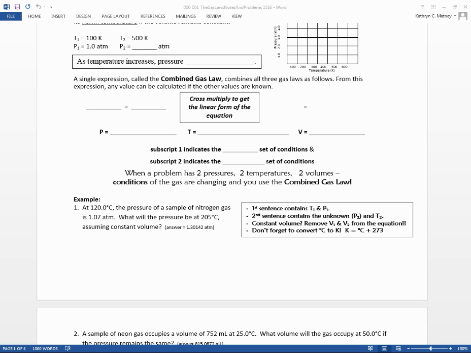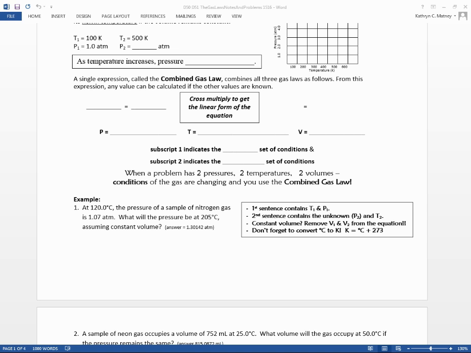At 205 Celsius. That's the second time I've heard a temperature. That's a T2, so I write that down as 205 Celsius. And what do I do to it right away, Andrew? Convert it. Plus 273 gives me my Kelvin. Let's make it look consistent with the other one. You're just adding 273. And so 273 added to that is 478 K.